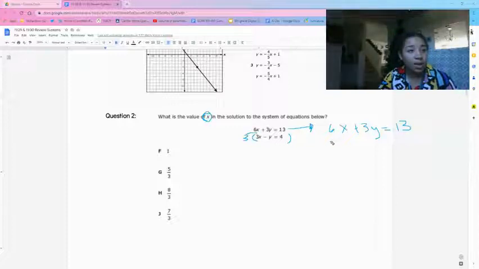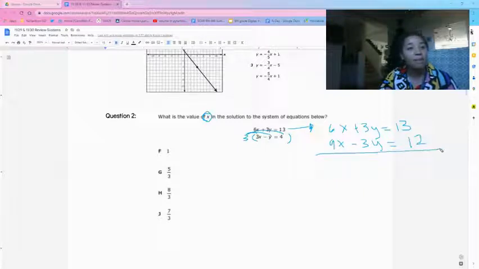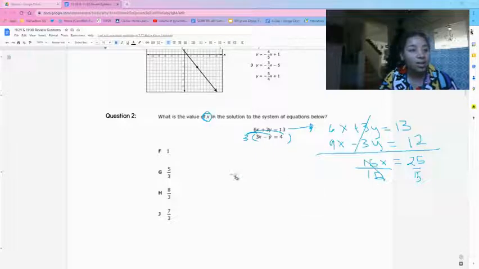So this will be 9x. This is going to be negative 3y. And then this is going to be 12. So that's going to let me cancel these out. I'm going to be left with 15x, which equals 25. Then I'm going to divide both sides by 15. And then x equals 25 over 15. But we know that's not in lowest terms.